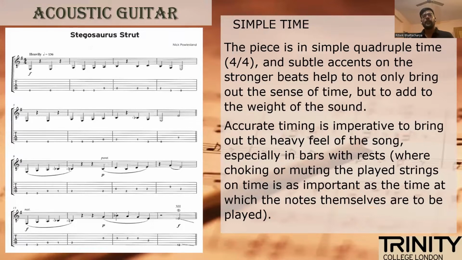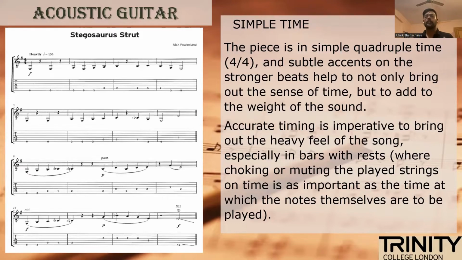it comes from accenting strong beats. It also comes from having a good awareness of when rests should happen, how long rests should be, and when to stop a note when a rest begins. So the first thing we're going to look at is playing in simple time. This piece is in simple quadruple time, and subtle accents on the stronger beats, which are beats 1 and 3, not only help bring out the sense of time to the listener, but add to the weight of the sound.